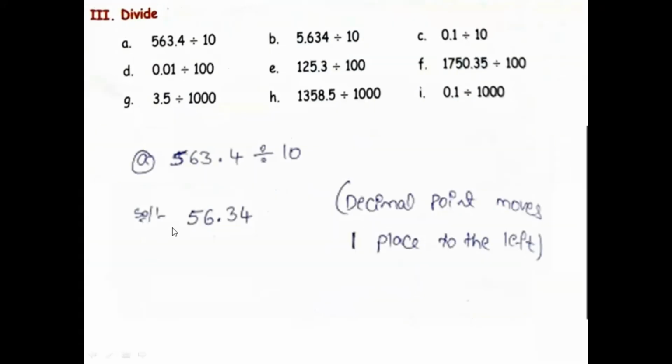Divide. Example A. 563.4 divided by 10. When we divide with 10, the decimal point moves one place to the left. That is 56.34.